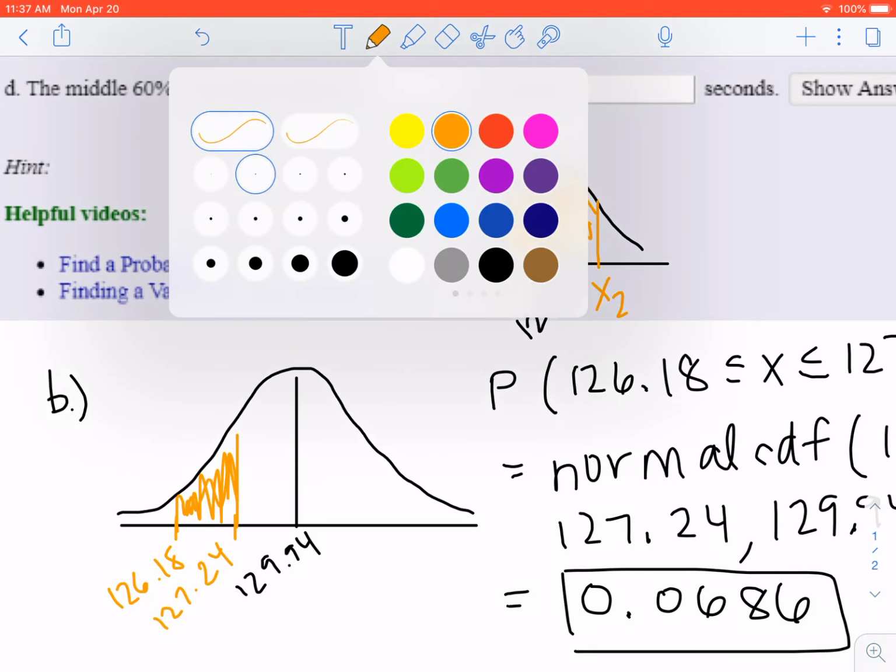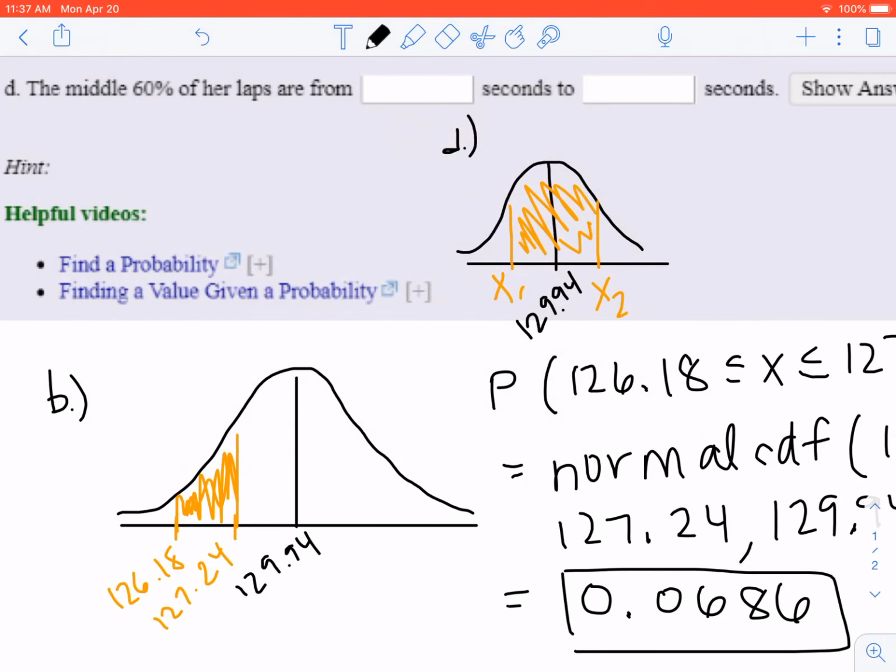So let's go ahead and put a few numbers on here. This is the middle 60%, so this is 0.60. That means that the tails, the total area underneath the curve is 1. So 1 minus 0.60 is equal to 0.40, but it's split evenly among those two tails. So I'm going to divide by 2, and I get 0.20. That's how much area is in each of these individual little tails.